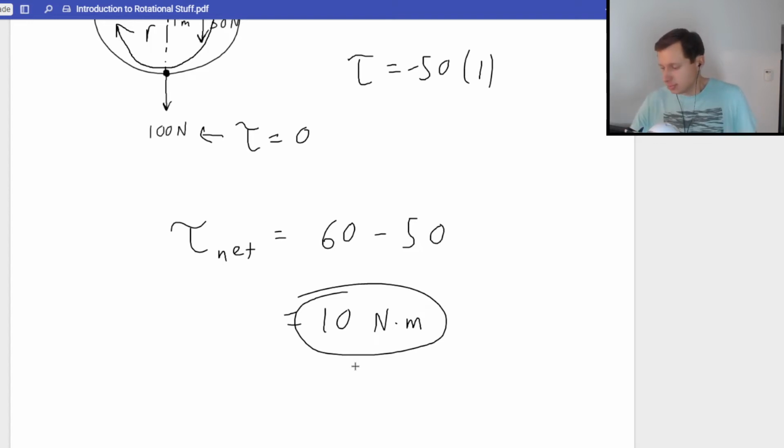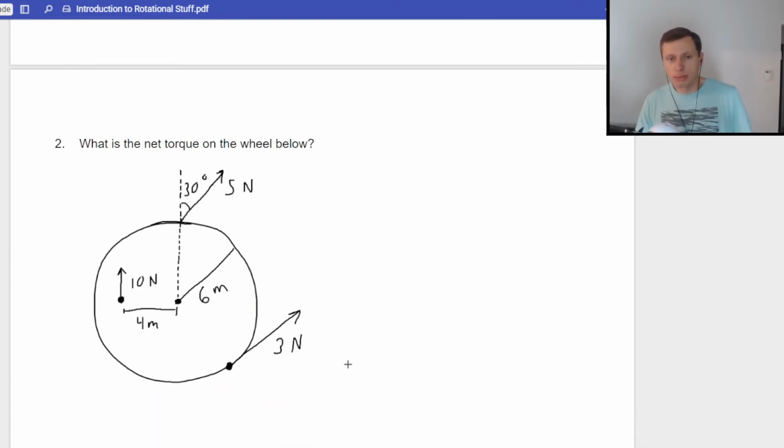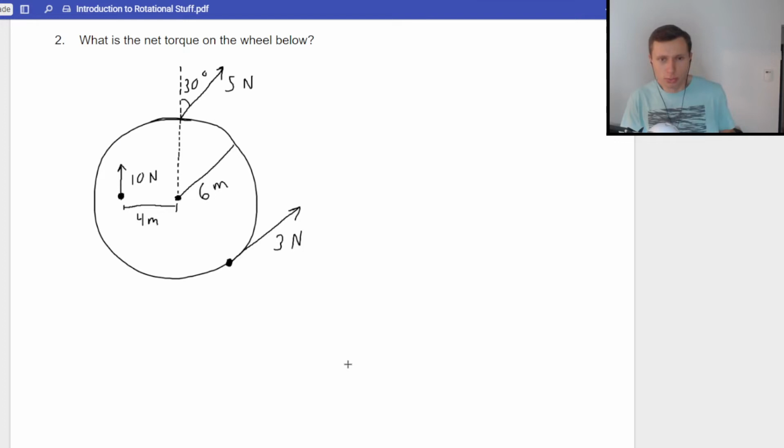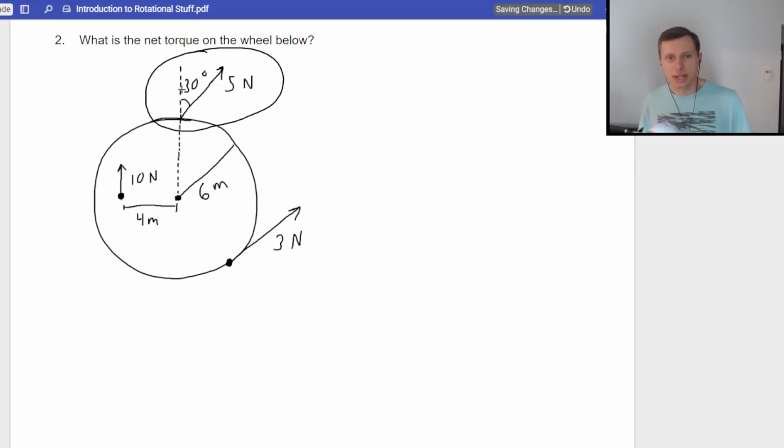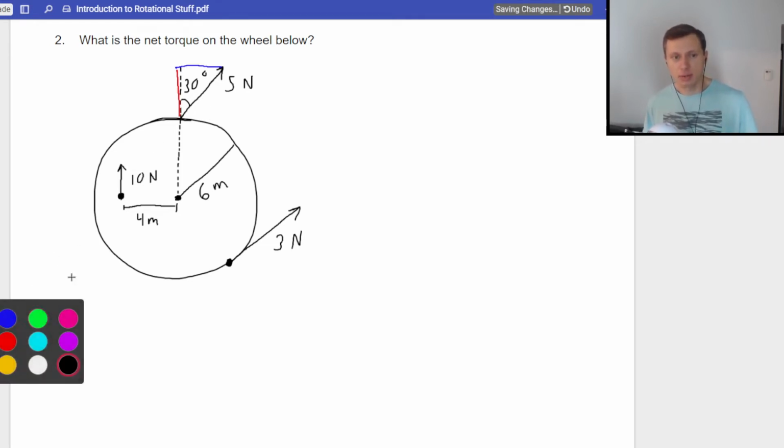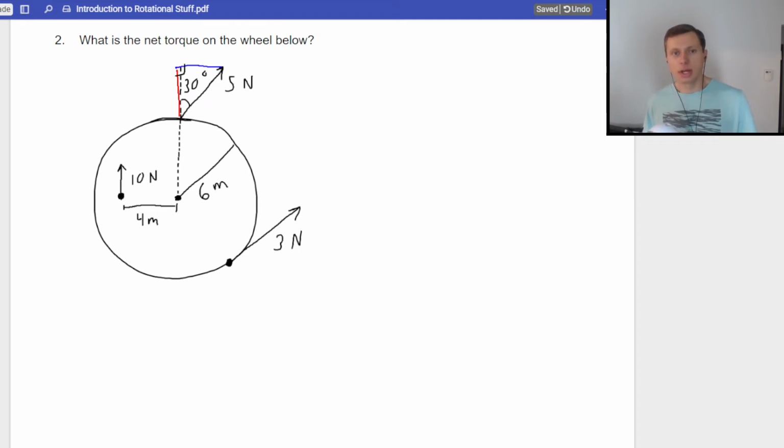Okay, great. Now there's one more torque problem we want to look at here. This one just looks more complicated, so let's talk about it. What is the net torque on the wheel below? Let's start with the top one. It's the hardest. 5 newtons at a 30-degree angle like this. So once again, I don't know if it's sine or cosine just yet, but I do know this. If I were to draw my components, a red component going up and a blue component going to the right, and there's my right angle, this is a right triangle, the component I care about, is it the red or is it the blue?